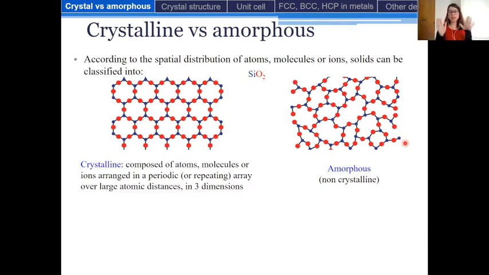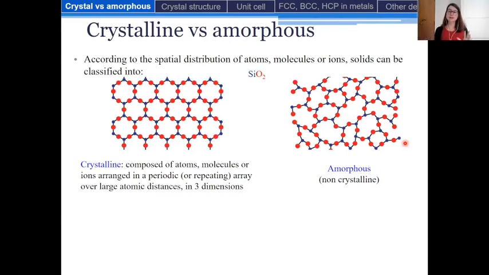And in fact, here we represented a 2D representation of these materials, but this arrangement occurs in 3 dimensions, as we are going to show. So this is a description of a crystalline material. We have a periodic organization of the atoms along a large distance in these 3 dimensions. Whereas in the case of amorphous material, there is no long range order.